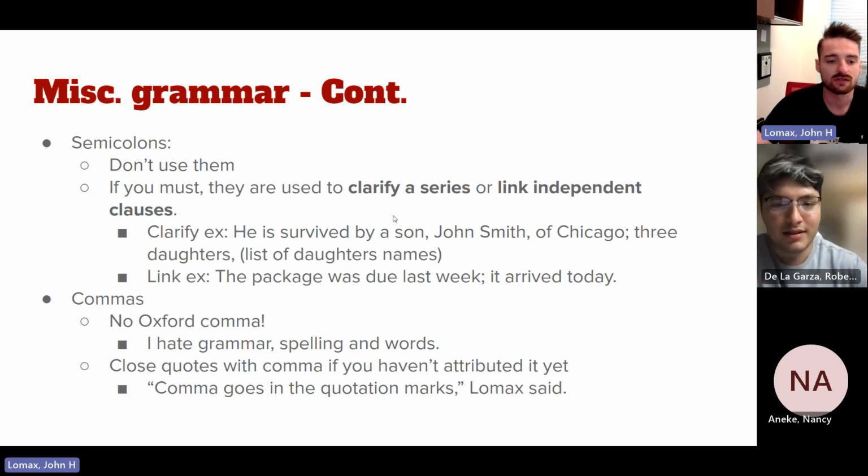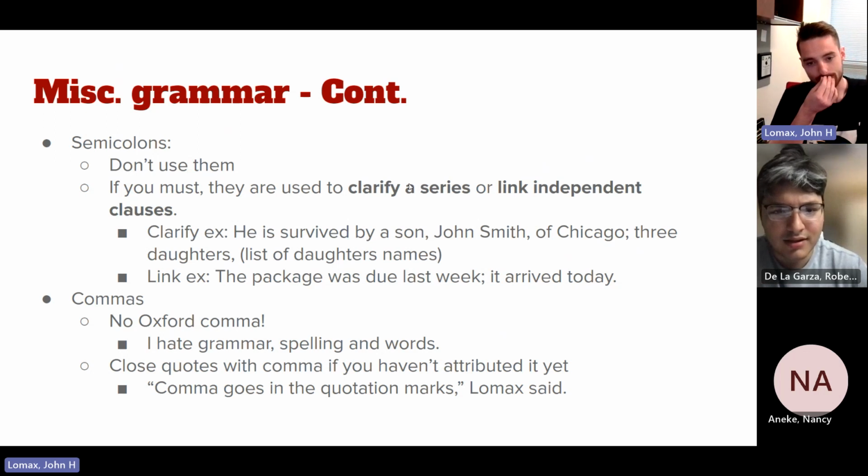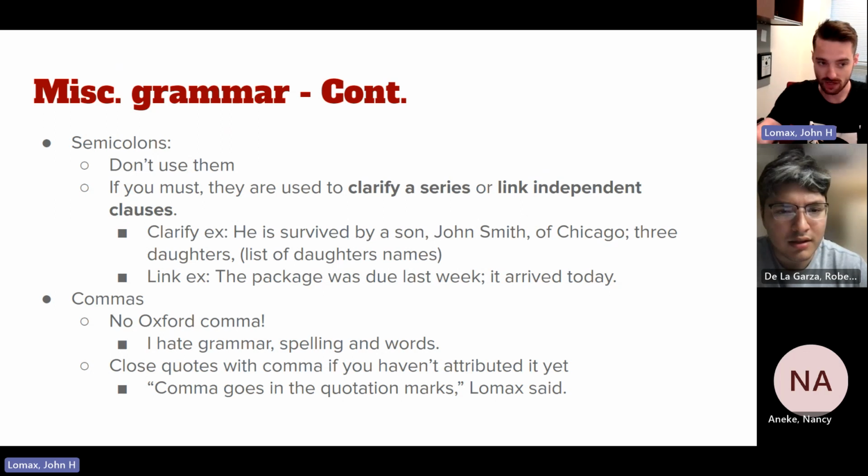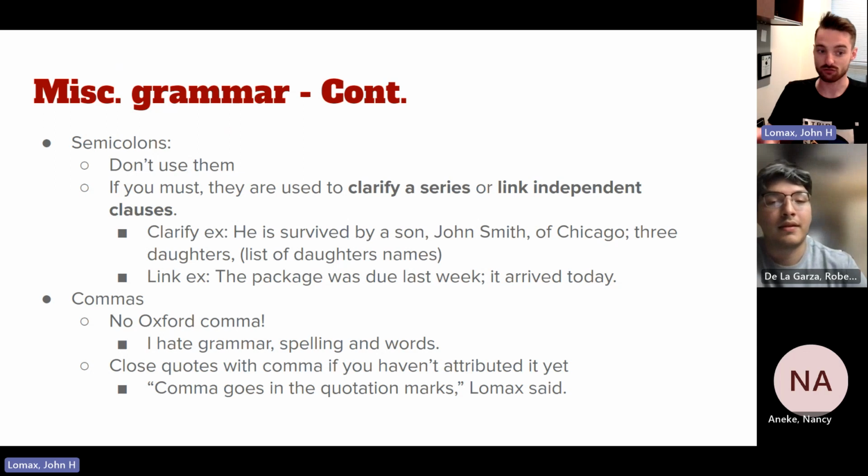So when we're clarifying a series, let's say this guy died. He is survived by a son, John Smith of Chicago; 3 daughters, and then we do a semicolon after 3 daughters because we're about to introduce all 3 of the daughters. So it's like we're already doing a list, right? We're listing off who survived him, and then we're doing a sub list of the names of the daughters, and so that's what it means by clarify a series. We're introducing 3 daughters, and then we're clarifying who they are.